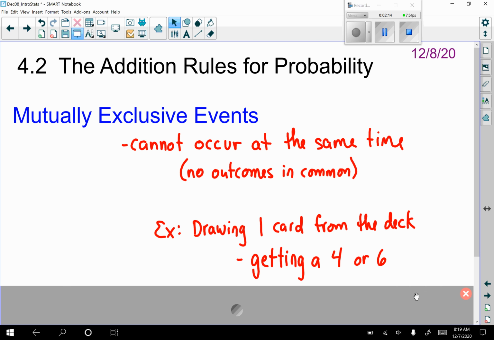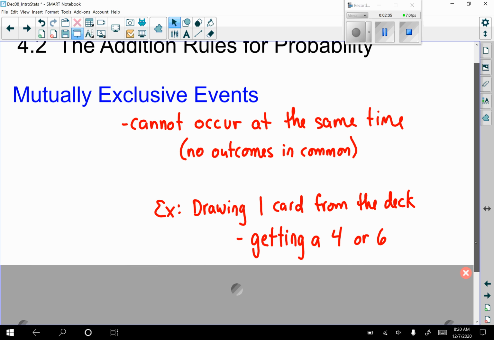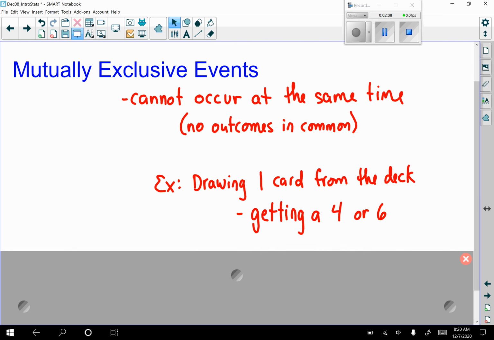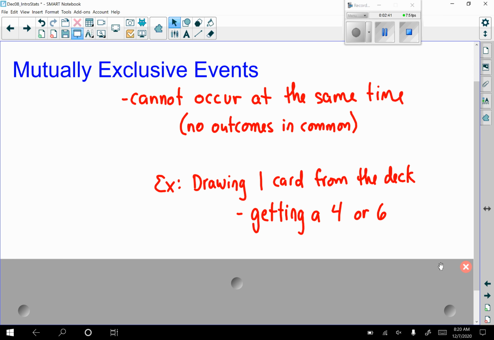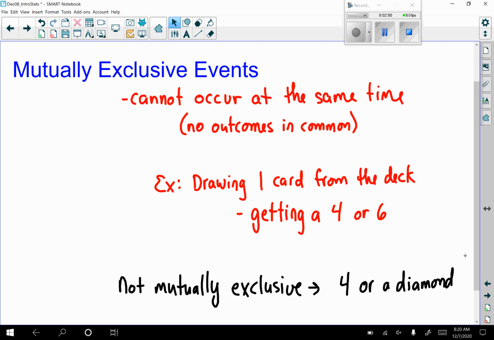For example, if you imagine getting a card, which card you cannot get all in one. So if you draw one card from a deck, and I'm asking for the probability of getting a 4 or a 6, there is no one card that has a 4 and a 6 on it. So in this case, getting a 4 or a 6 from pulling one card from a deck would be considered mutually exclusive. They cannot happen at the same time. Everything else, if you could look at this as events that would occur at the same time and that had some outcomes in common, we would consider that to be not mutually exclusive. So if I asked you for the probability of getting a 4 or a diamond, there is a card that shares these outcomes, and that's just the 4 of diamonds.